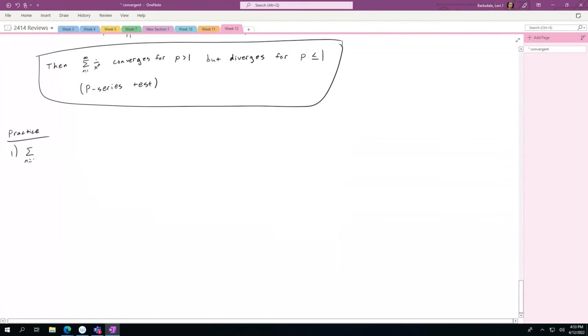First off, we'll do the sum from n equals 1 to infinity of natural log of n over n. Second, we'll do that one. I'll give you a few minutes to work through that.